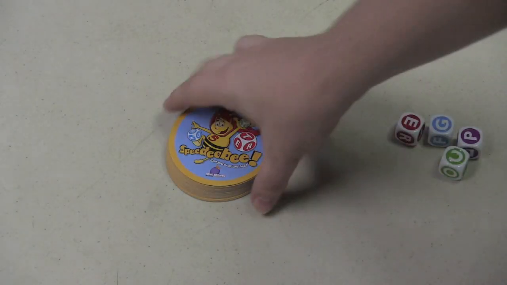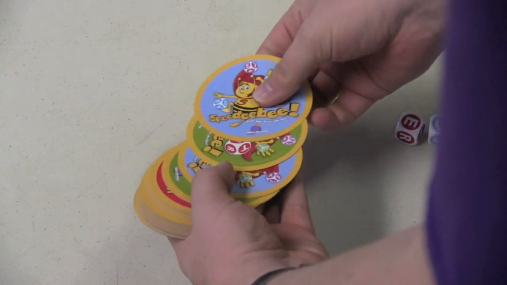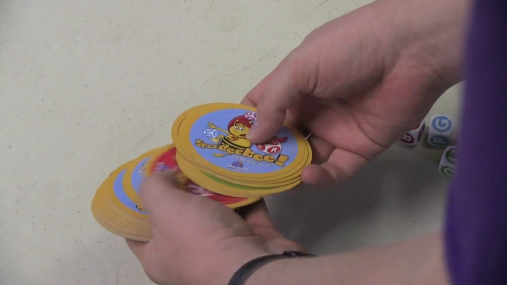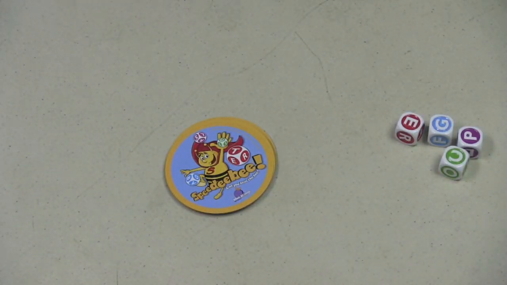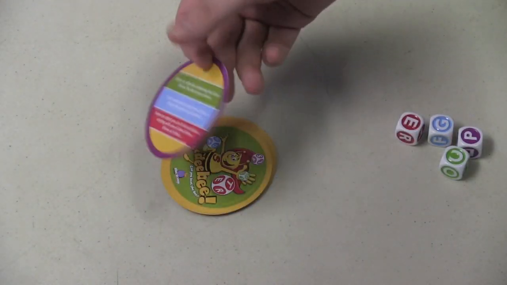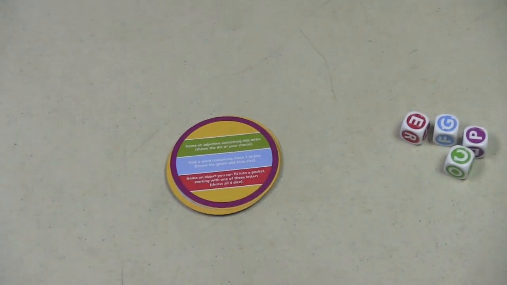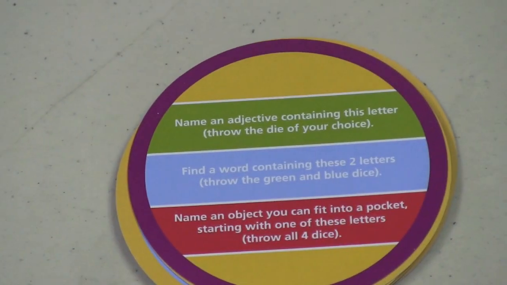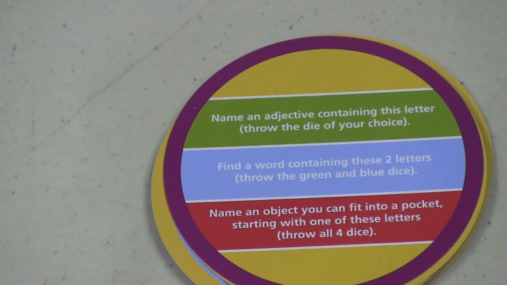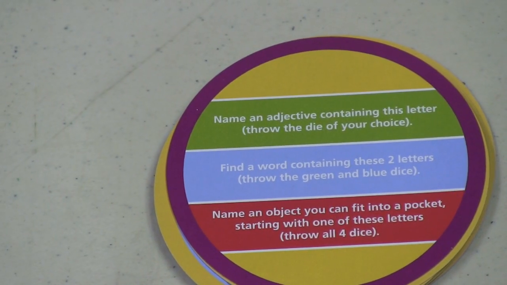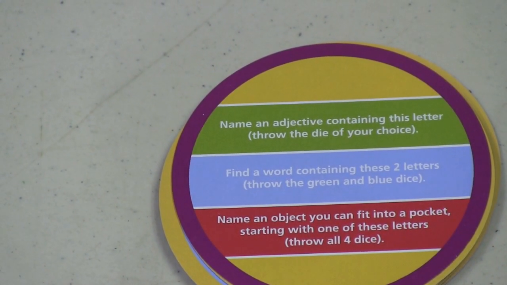In Speedeebee, you're going to take several of these round cards. You're going to take 20 of them, and you're going to make a pile of these 20 cards in the middle of the table, and that's basically the game. Now, on the very first turn of the game, someone's going to turn over one of the cards, and they're going to pick one of these 3 questions on the card. So you can see, name an adjective containing this letter, and then it says throw the dice of your choice.